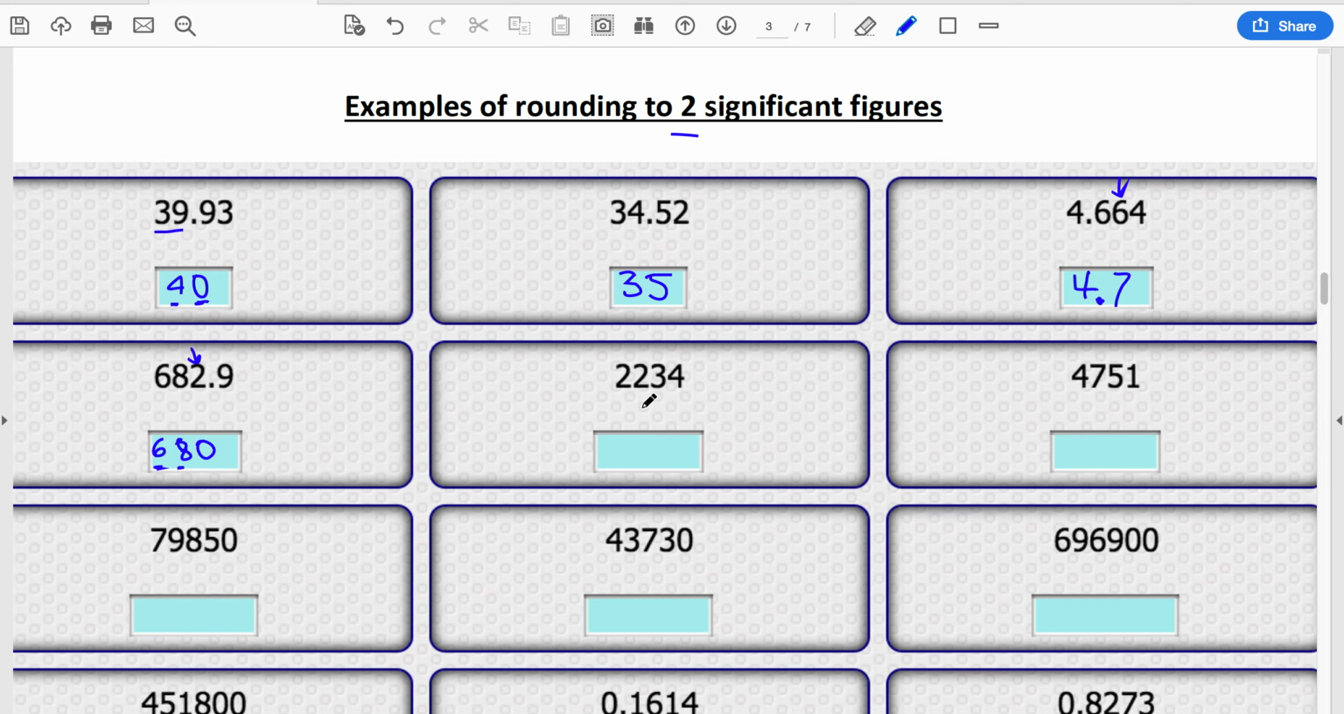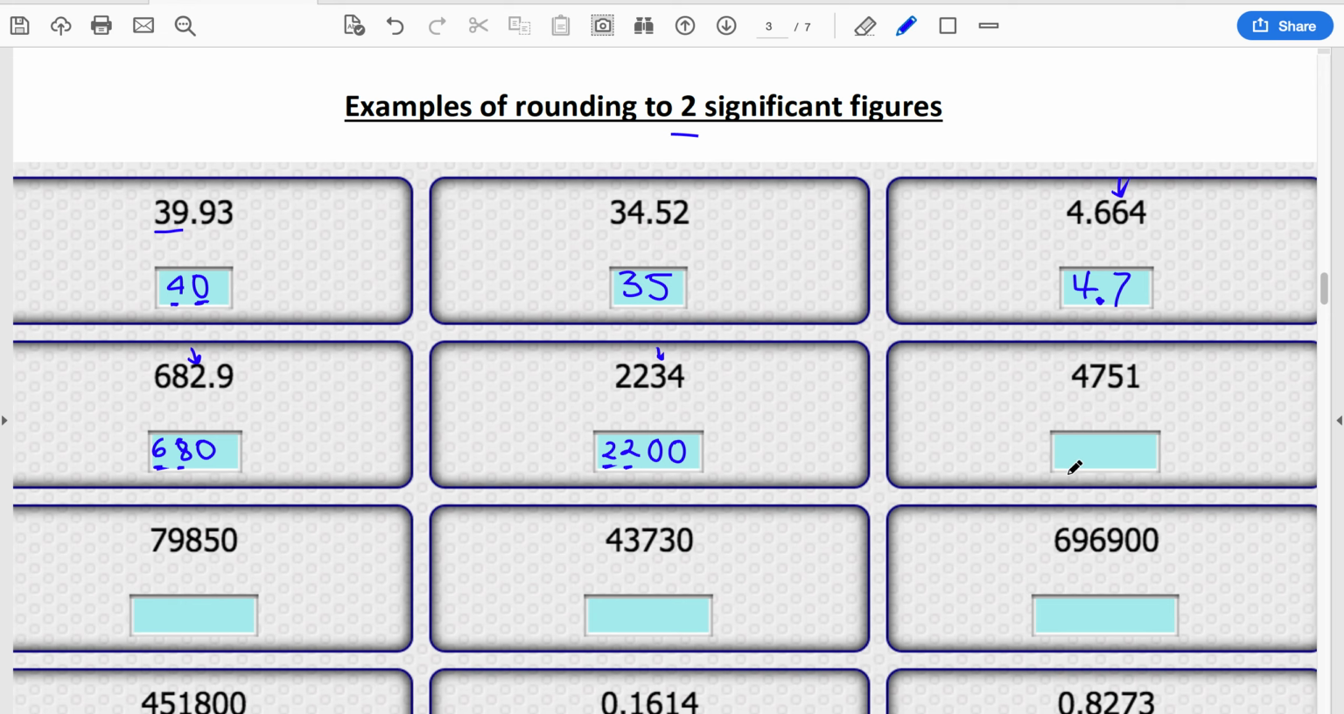I'll just do two more. If we look at this one, so two significant figures, and then I'll add my zeros in. So is this closer to 2,200 or 2,300? Hopefully that's what you wrote. Of course, I'll check the next number. It's a 3, so it'll round down.